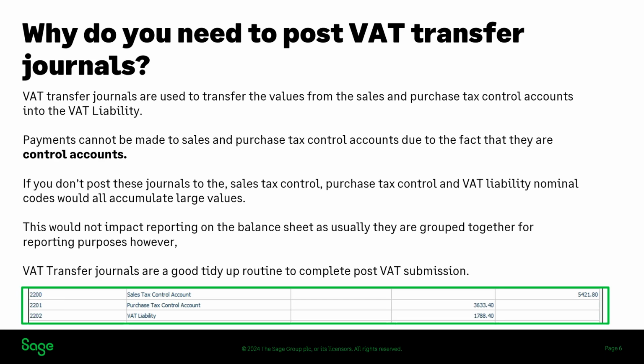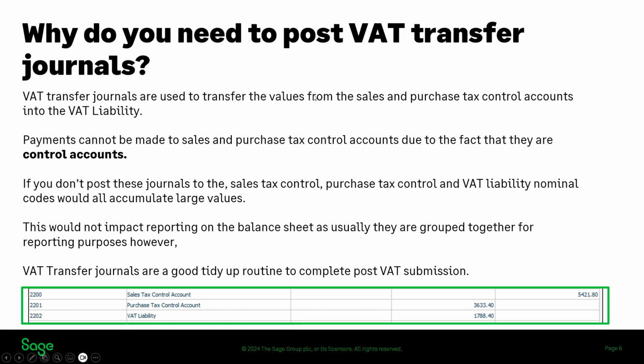Now, if you don't post these journals, what starts to happen is you start to accumulate quite large values on these nominal codes. Now, it's not normally an issue, okay? When you do reporting, such as your balance sheet, these 3 nominal codes are normally grouped together under the chart of accounts. So if you were to run the report, it wouldn't look any different. But if you're looking at your trial balance and looking at your individual nominal codes, over time, those nominal codes are maybe going to stand out because you just keep accumulating balances on them.